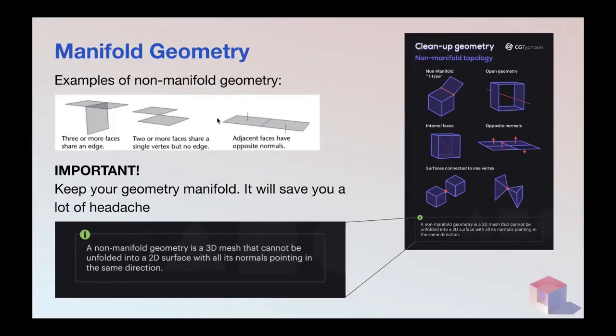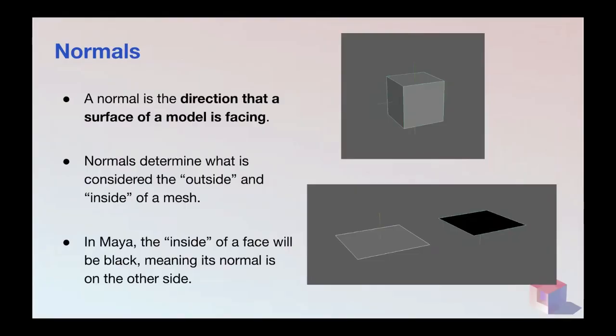Non-manifold geometry is like 3D meshes that cannot be unfolded into a 2D surface with normals pointing in the same direction. Let's talk about normals. A normal is the direction that a face in a model is facing, which those little green lines are pointing to. If the little green line points out, that means this is outside. The opposite, these black parts, are the inside.